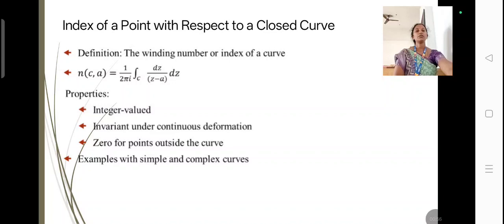Next, index of a point with respect to a closed curve. The following topics are discussed in index of a point with respect to a closed curve. First one is definition. The winding number or the index of a curve, n of C comma a, is equal to 1 by 2 pi i integral over C dz divided by z minus a. Then the following properties are satisfied. First one is integer valued, invariant under continuous deformation, 0 for points outside the curve. Then some examples are discussed in this topic.